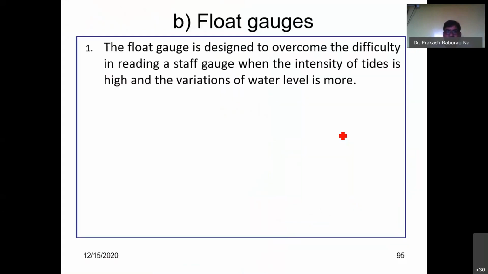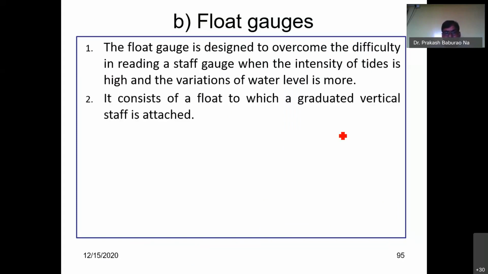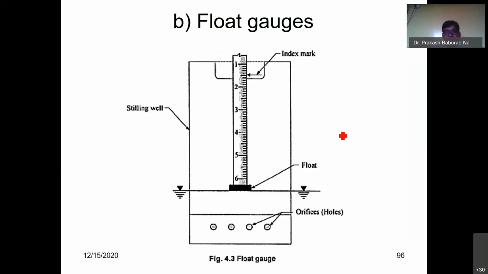The float gauge is designed to overcome the difficulty in reading a staff gauge, that is, the errors created by the person. Observer error can be eliminated. When the intensity of the tide is high, and variations of the water level are more, then you have to utilize the float gauges. It consists of a float to which a graduated vertical staff is attached. See, this is the diagram.